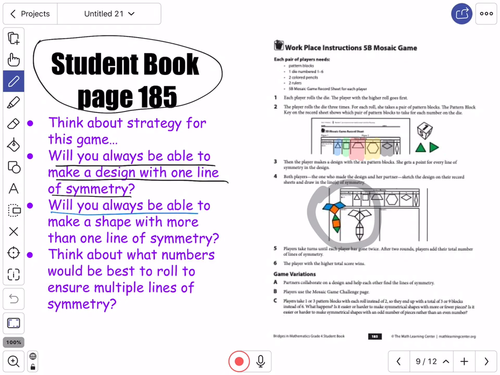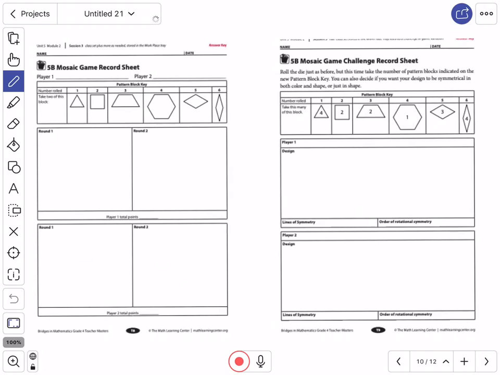And then if you take a look over here, if you're on student book page 185, that's where I'm getting this information. Think about strategy for this game. Will you always be able to make a design with 1 line of symmetry? Not sure. Will you always be able to make a shape with more than 1 line of symmetry? And think about what numbers would be best to roll to ensure that you have multiple lines of symmetry. So there is some strategy to this game. So if you do get a chance to play it, it's a lot of fun.